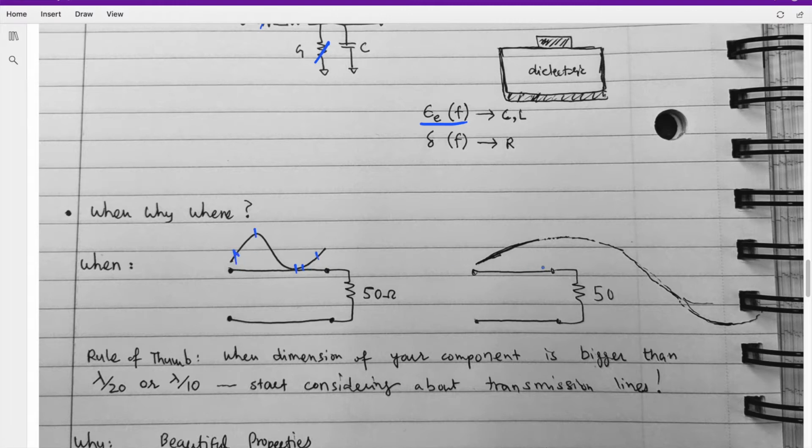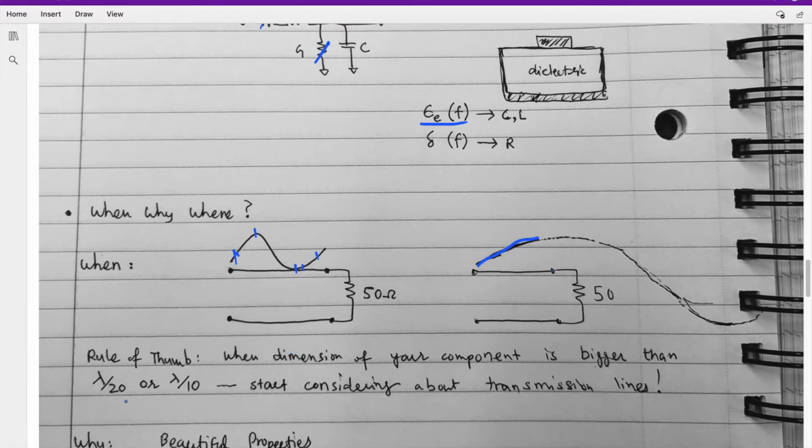Compare this case with a very small frequency. Let's say we have 1 kilohertz, where the wavelength is very large. That means on this line you will only have this small part of that wave, right? So you have approximately the same voltage on that line. So you don't see those effects of the transmission line here as much as you will see here. So the rule of thumb is: when the dimensions of your components are comparable to the wavelength of your input signal, then you start thinking about the transmission line effect.